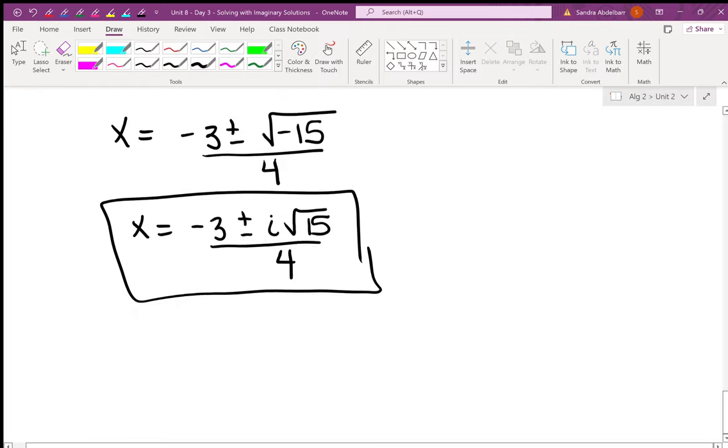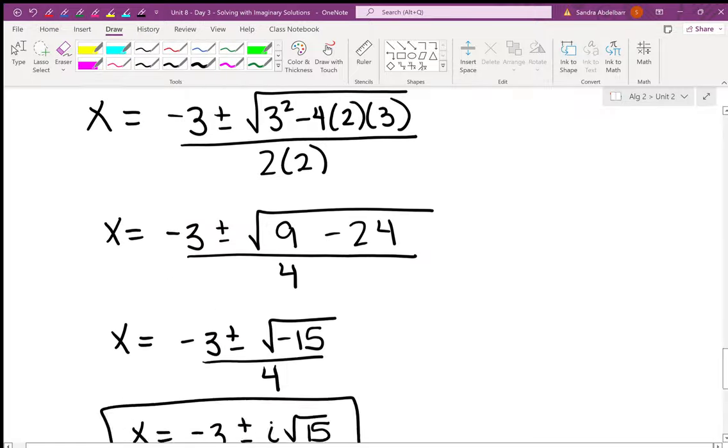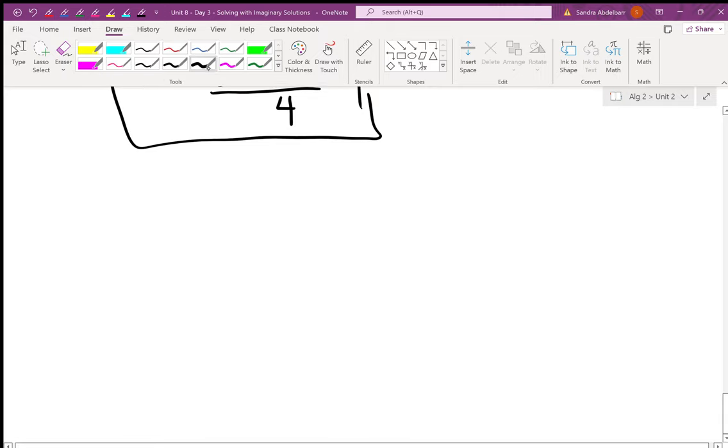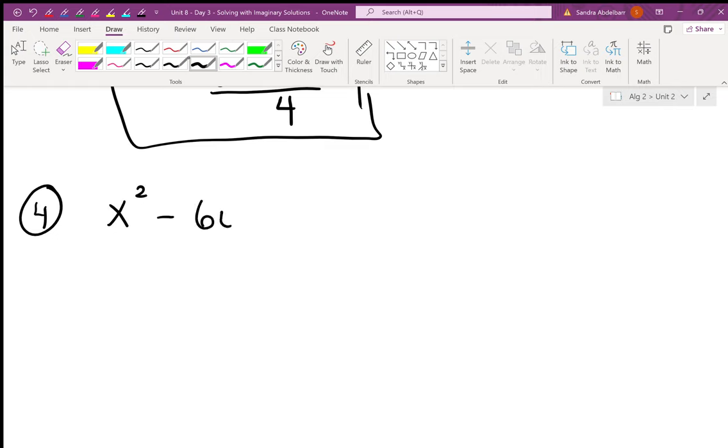Okay, next one. Okay, question for you. Is this a quadratic? How many people say yes? How many people say no? It is a quadratic. What determines if something's a quadratic? It has a degree of 2. Since this is a quadratic, can we use the quadratic formula on it? Absolutely.